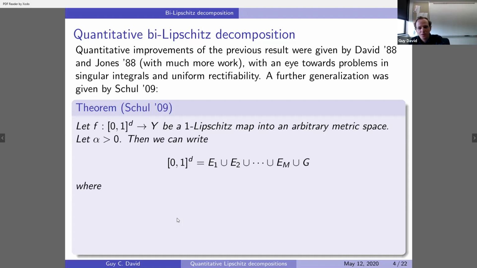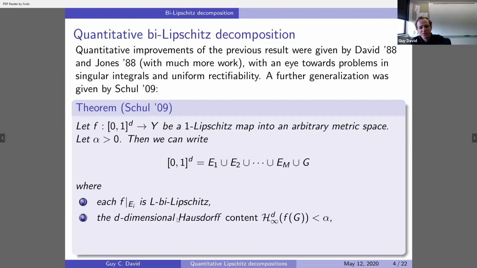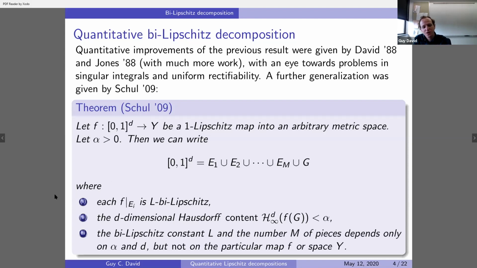Then you can decompose the whole domain into a controlled number of pieces, a finite number of pieces plus a garbage set, where the restriction of your map to each piece is L bi-Lipschitz, so it preserves distances up to some constant L. Okay. The Hausdorff content of the image of the garbage set is small, so I'll say a little bit more about Hausdorff content in a second. Okay, so that's the size of the garbage set is small. And most importantly, it has this quantitative condition. So this bi-Lipschitz constant L, how simple the mapping is, okay?